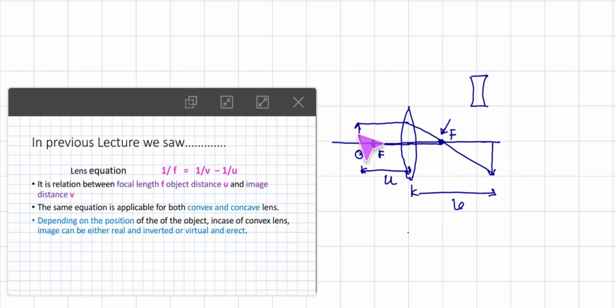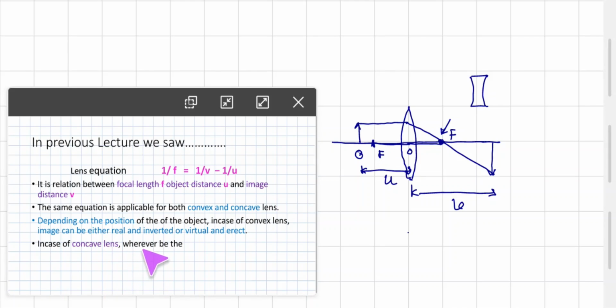But if you change the position of the object to between the focal length and the optical center, then you do not get the image on the right hand side in the case of a convex lens. So remember that in a convex lens, depending on the position of the object, the image can be on the right hand side, that is real and inverted, or it can also be virtual and erect, which we already saw in the last lecture.